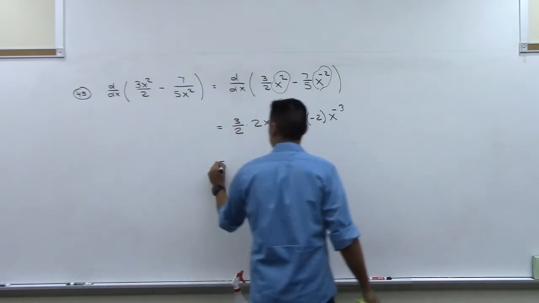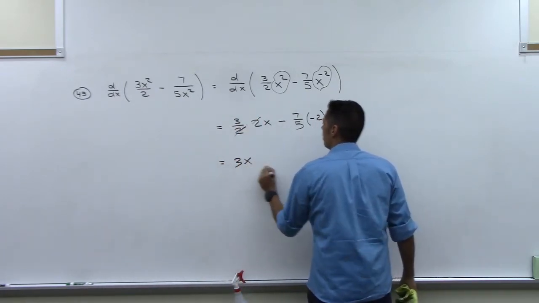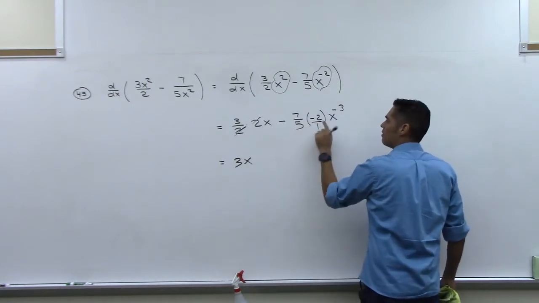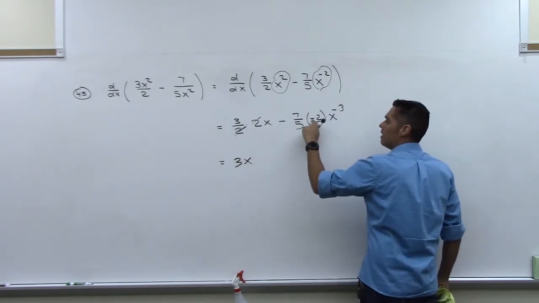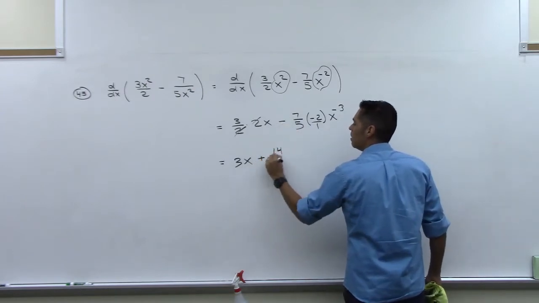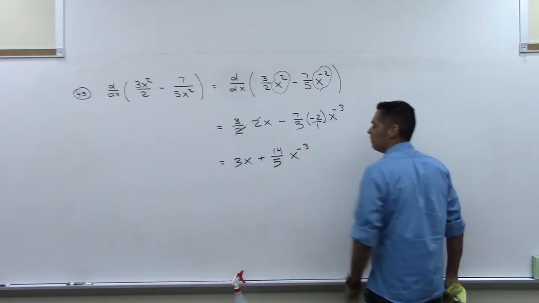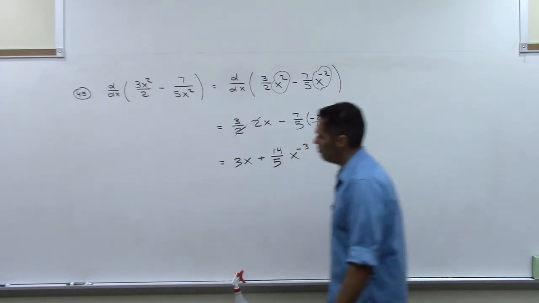And now, these 2's actually cancel. You're just left with 3x. Over here, nothing cancels, so I just have to multiply straight across. I get a negative 14, but then it's subtracted, so it's going to become plus 14 over 1 times 5 is 5, then x to the negative 3. So that's it for that.